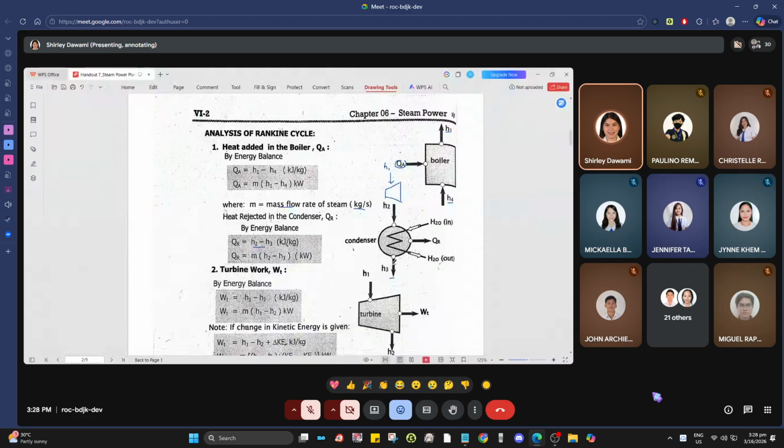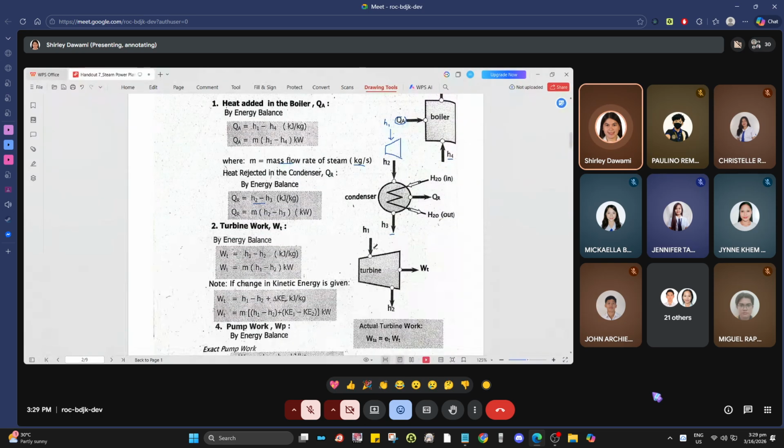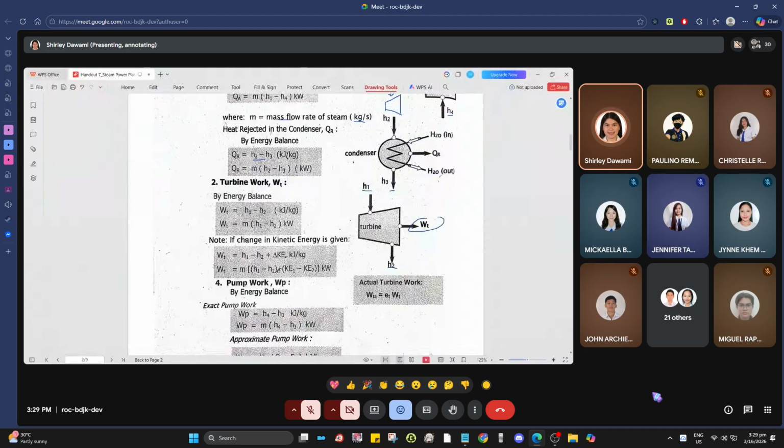And then for the heat rejected, ang nisod, minus sa nigawas. So H2 minus H3. For the turbine work, that is H1 siya, nisod, nigawas siya sa H2. Okay, H1 minus H2. That is the turbine work.